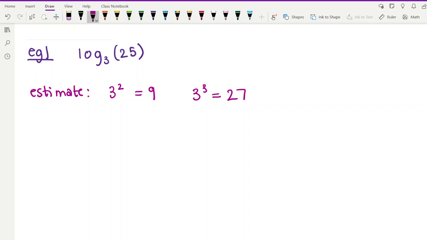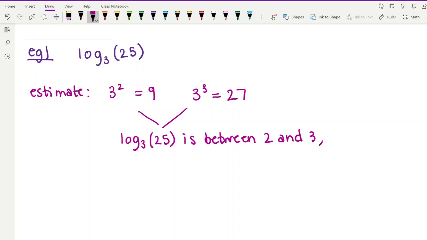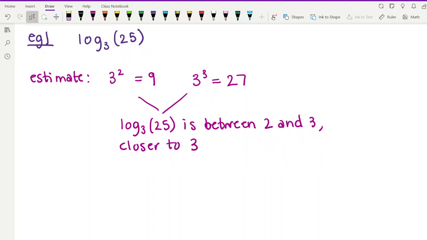So it's going to be pretty close to 3, right? It's going to be between 2 and 3, but it's going to be closer to 3 because cubing 3 is a little too much. Squaring 3 is definitely too little. We're going to need to raise 3 to a power that is somewhere between them, closer to 3. And so based on this, we should be able to guess that log base 3 of 25 should be between 2 and 3, and it should be closer to 3. So that's our guess. Maybe it's going to be like 2.8 or something like that.